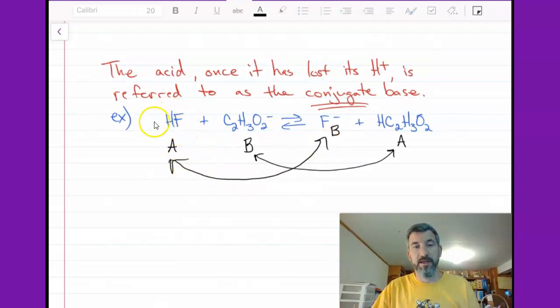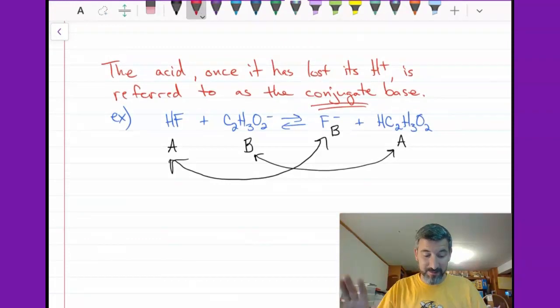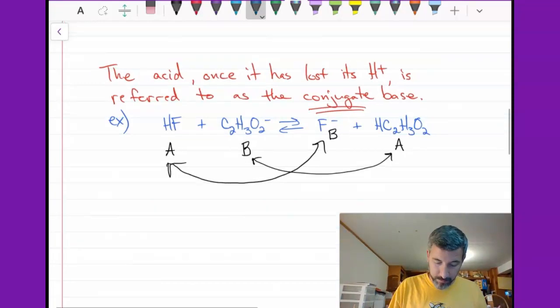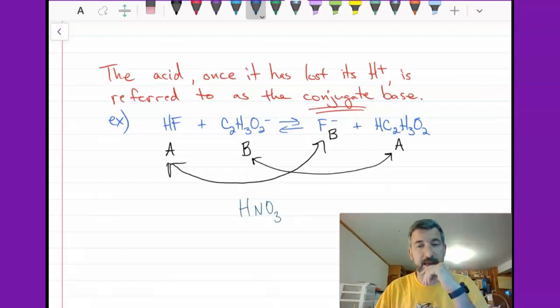So if you look on the left side and you have HF, then on the right side, well, the thing between these two, which is the conjugate of HF? It's the F minus, right? It's just it minus the proton. Okay, so we could do another example by saying, all right, without even having a reaction, what is the conjugate of, let's say, HNO3? So if I had HNO3, nitric acid, as my acid, according to the example I've just given you, what would its conjugate base be?